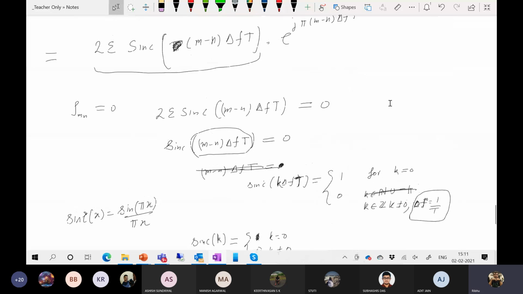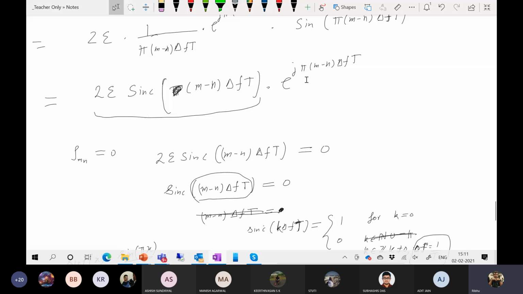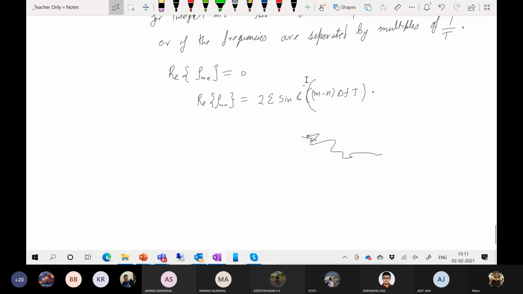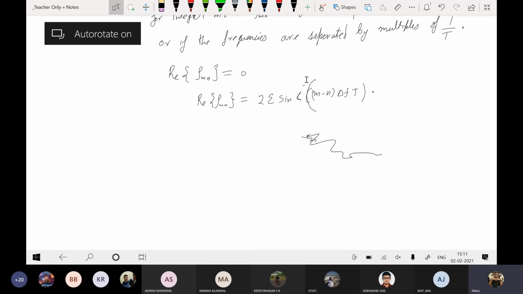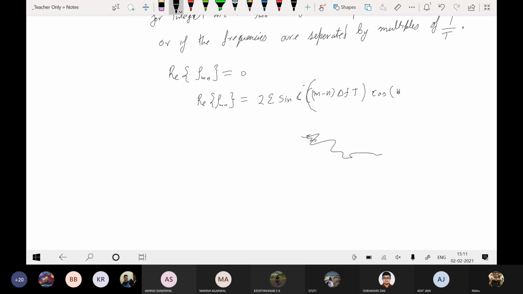So this, you see, is multiplied with a complex number, right? So the real part of that would be cos(pi (m minus n) delta f t), right? Or this equals sin of, or rather half sin of 2 (m minus n) delta f t, right?